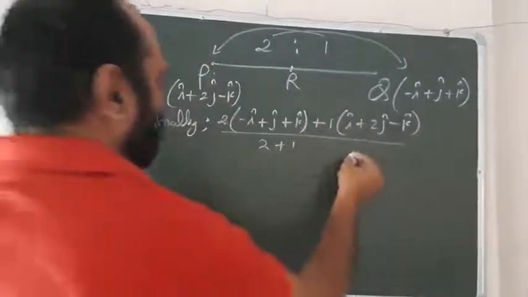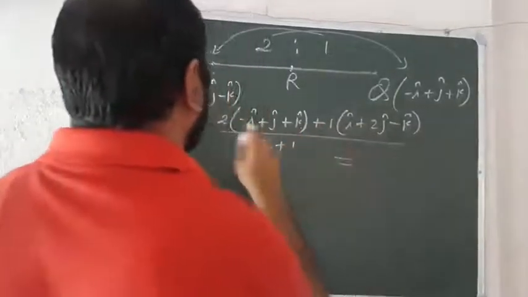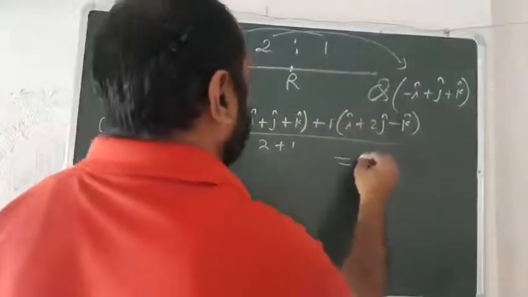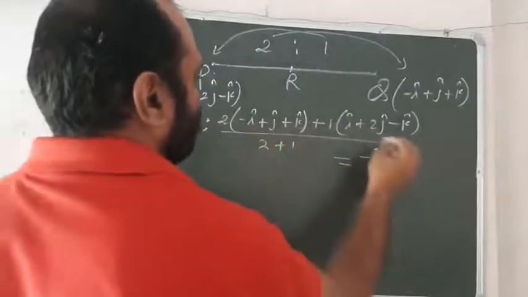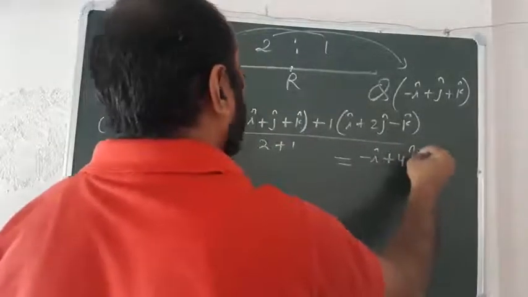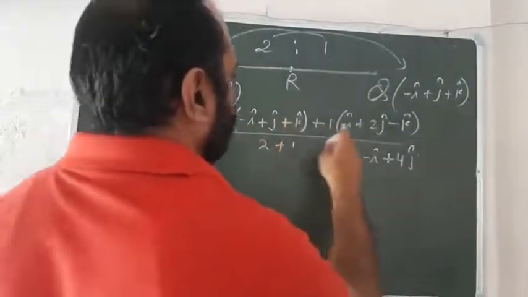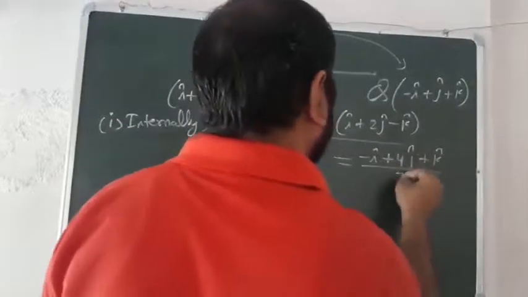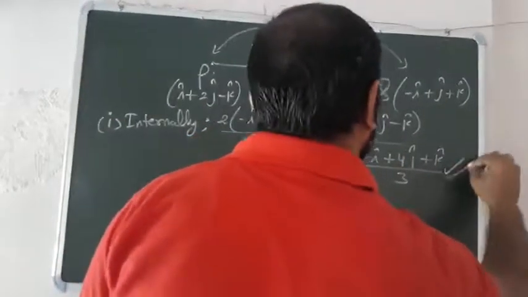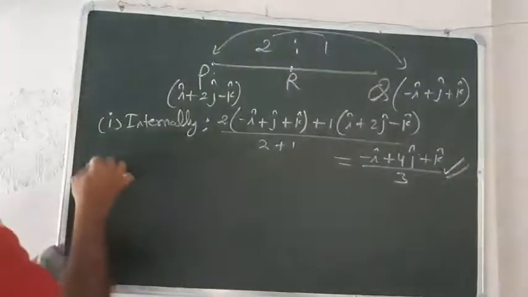So when we simplify this, beta ji, you will get minus 2 I cap plus I cap minus I cap. Then it is 2j cap plus 2j cap, it is 4j cap. Then it is 2k cap minus k cap, that is plus k cap over 3. So this is the right answer for the first part, internally.